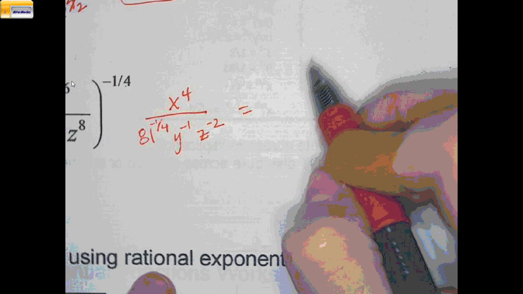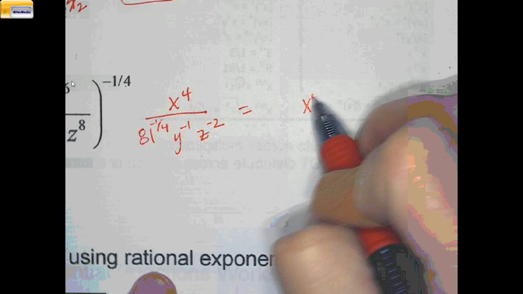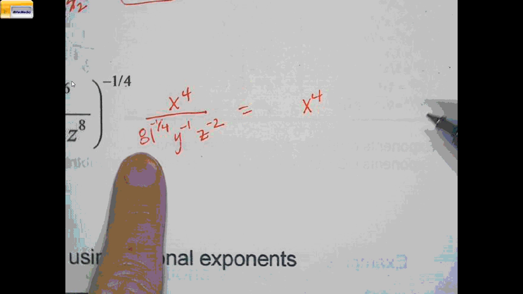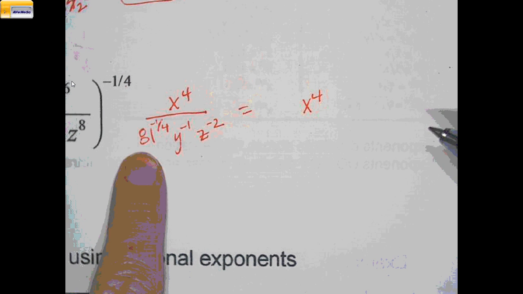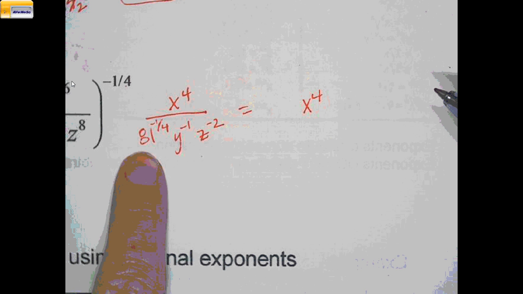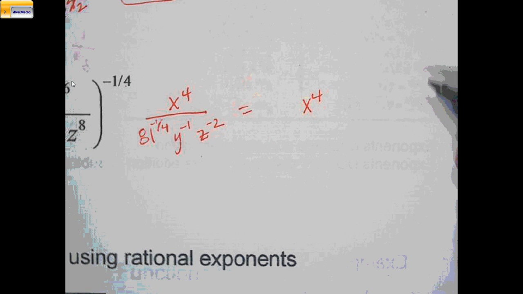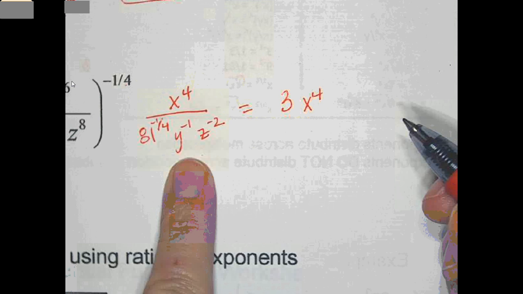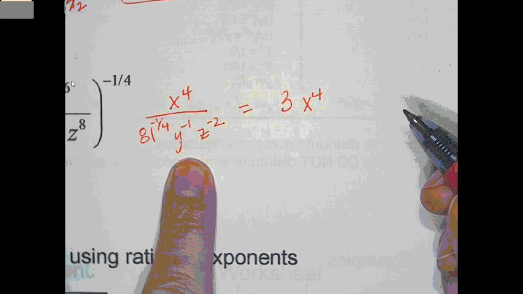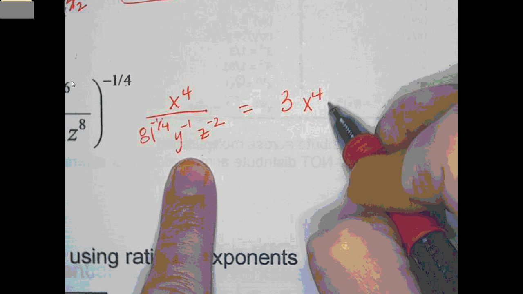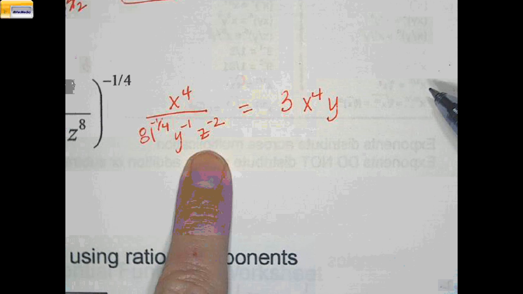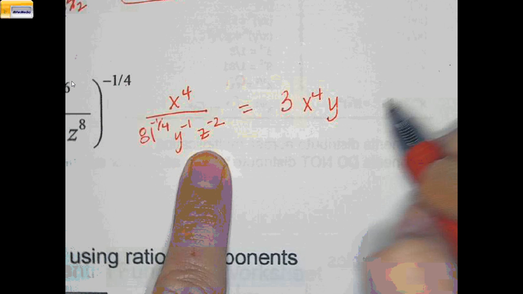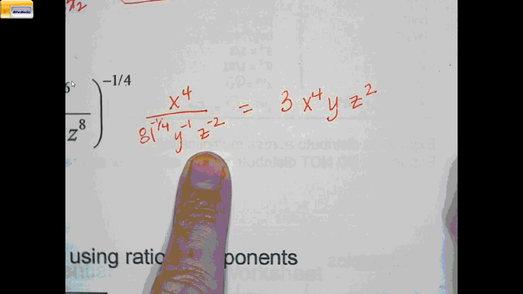X to the 4th, there's nothing wrong with him. We're just going to leave him there. Let's look at the 81. 81 to the negative 1/4. That exponent is negative, so what happens to the 81 to the 1/4? Bumps to the top. To the 1/4. What does that mean? 4th root, which the answer is 3, right? The 4th root of 81 is 3. So I'm going to have a 3 on the top. Let's look at the y. Y to the negative 1. He bumps to the top, and the exponent's a positive 1, so I don't need to write it. How about z to the negative 2? He moves to the top, and that 2 becomes positive, and that's it.